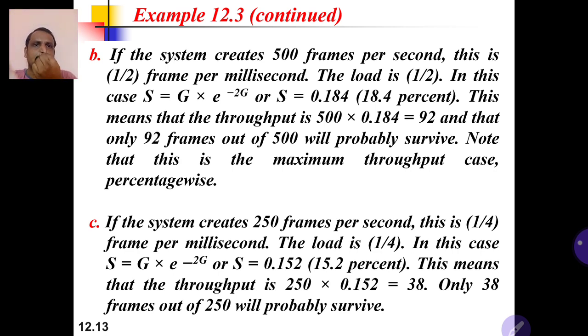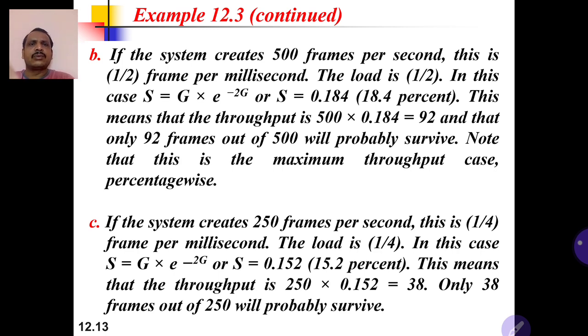In the third case, 250 frames per second. Now we can easily say that in 1 millisecond, the number of frames produced by the system is 1 by 4, or a quarter of a frame. That is the load, G is equal to load. Load is nothing but how many frames are produced by the system during the frame transmission period. The frame transmission period we calculated is 1 millisecond.